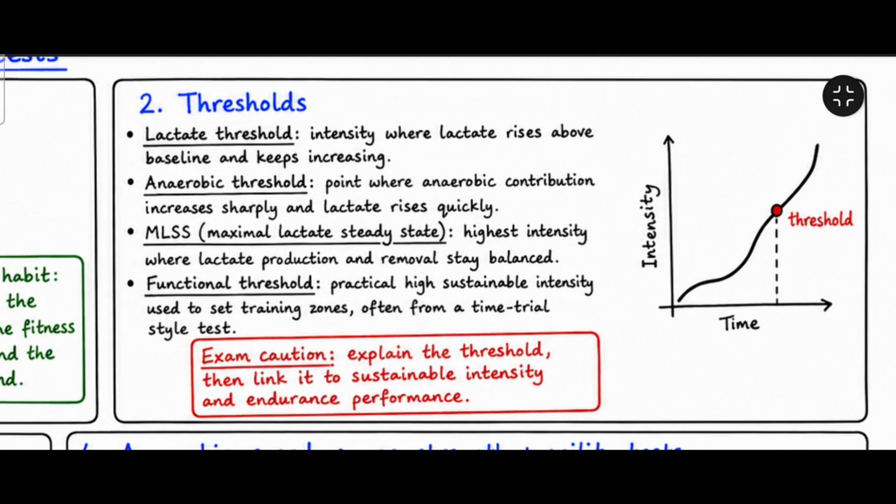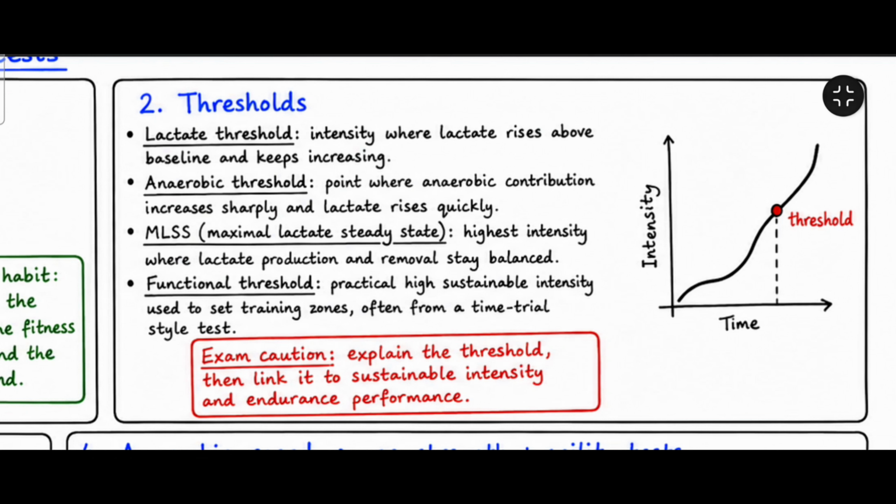Next, we have maximal steady state or maximal lactate steady state, MLSS. This is the highest intensity that you can maintain where lactate production and lactate removal stay balanced. So basically, yes, your body is producing lactate, but it's also removing lactate at the same rate. Therefore, lactate does not keep increasing. And this is closely linked to endurance performance and training zones.